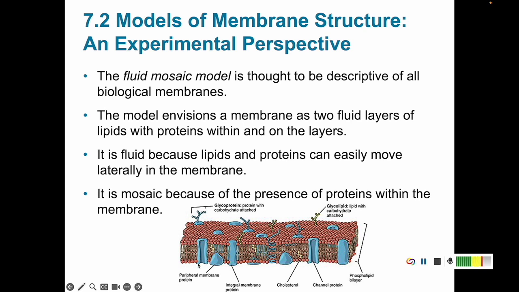We have phospholipids, we have proteins, and even the proteins, we have different kinds of proteins. In this model, we have the membrane as two layers. So if you look here, you can see here's the phospholipids and the little lipid tails forming one layer. And then here's the phosphate heads and the little lipid tails forming the second layer. So it's a bilayer, it's two layers.